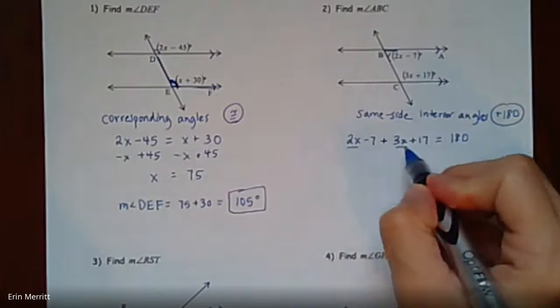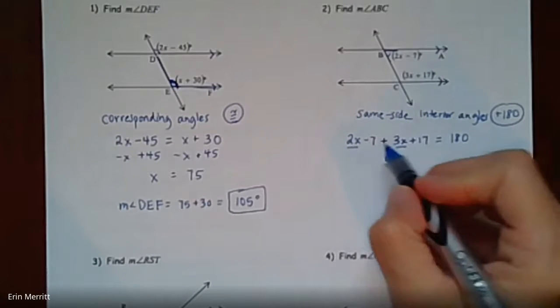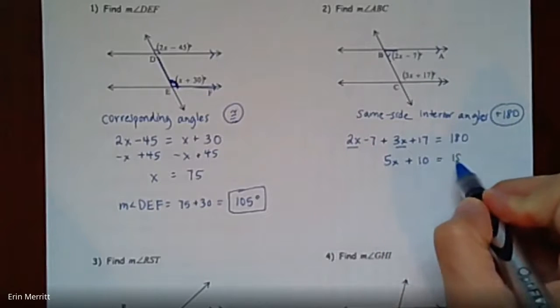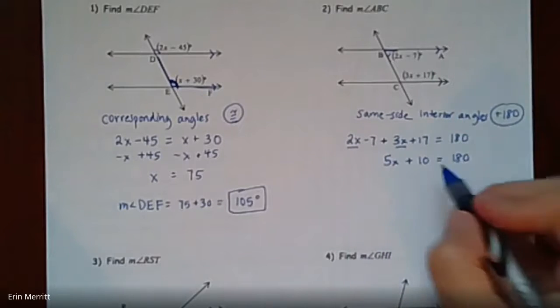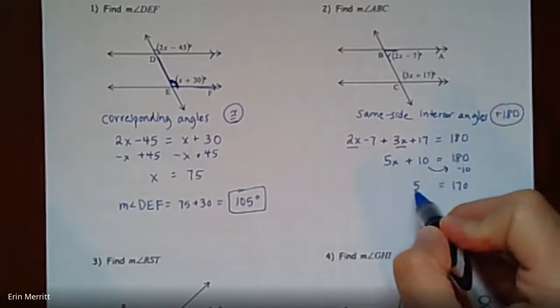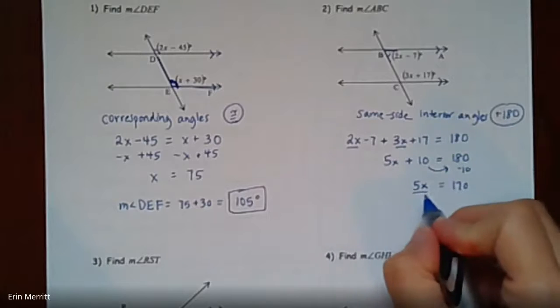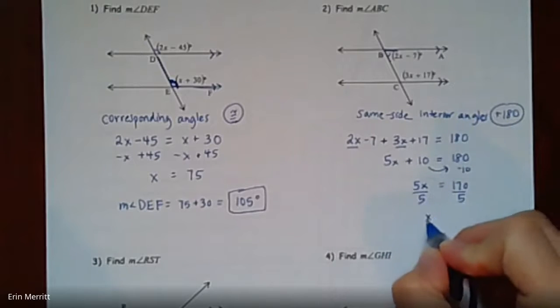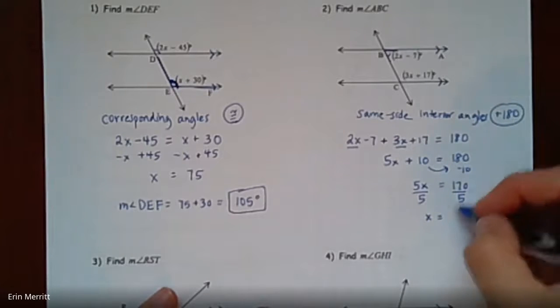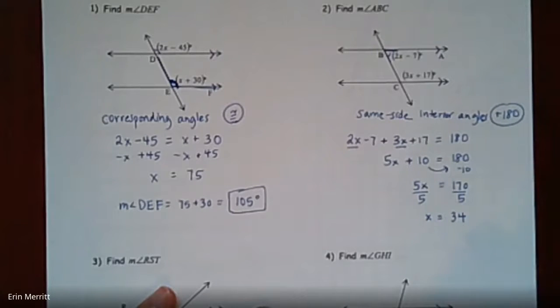Keep going. Combine those x's, we get 5x. Add together the constants, we get plus 10. And then we can keep on going. So subtract that 10 over. And then we'll divide by 5. Hopefully you've got a calculator somewhere nearby. 170 divided by 5 should come out to be 34.